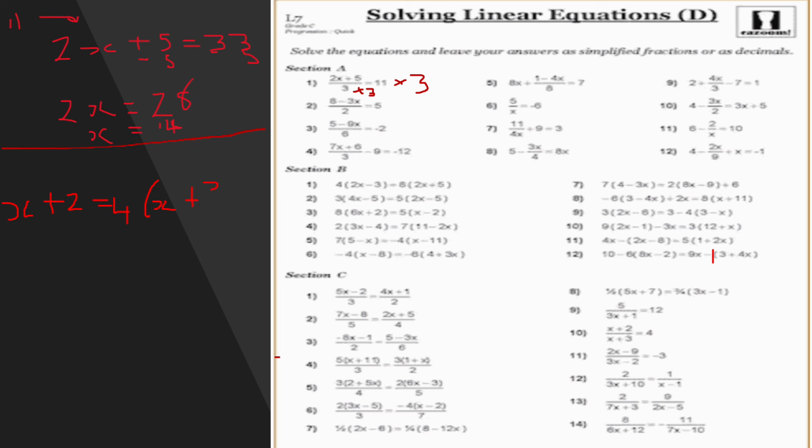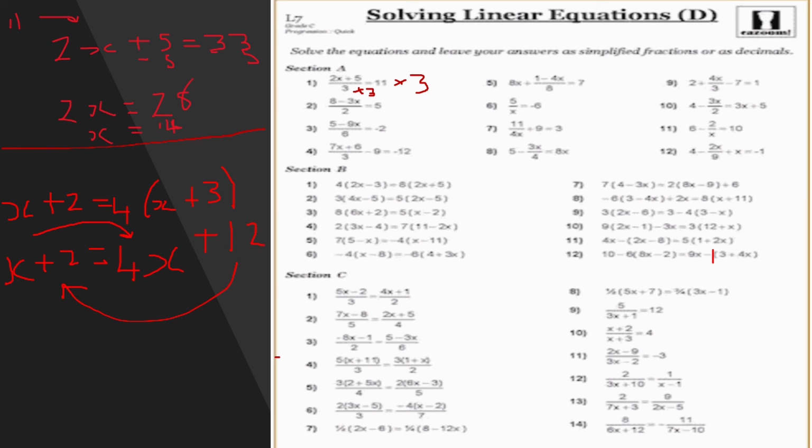Okay, I'm now going to expand the bracket on the right hand side. So I get 4 times x is 4x, and 4 times positive 3 is positive 12. Okay, and then that's equal to x plus 2. I'm now going to try and get all my x's on one side and all my numbers on one side. So I'm going to bring the x over to the right hand side, bring this 12 over to the left hand side. Make sure that I balance it respectively.